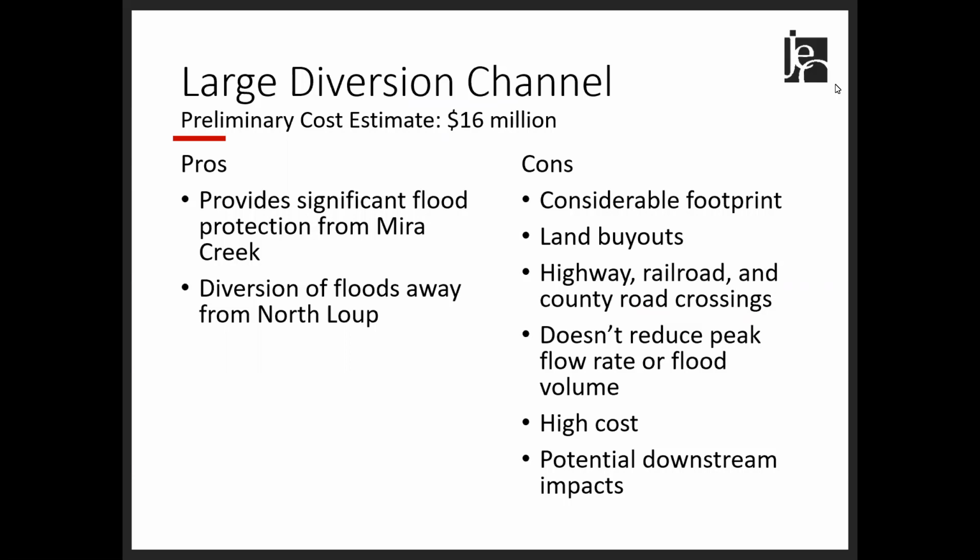Also, this option would cross the highway, railroad, and several county roads, which would lead to the construction of several new bridges. This option doesn't reduce peak flow or the volume accumulation over a time period. This project has a high cost and it has potential downstream impacts.